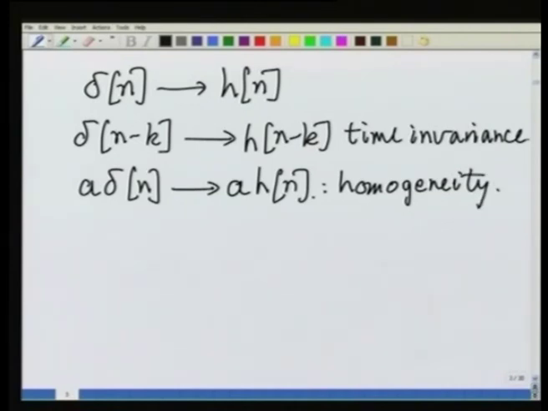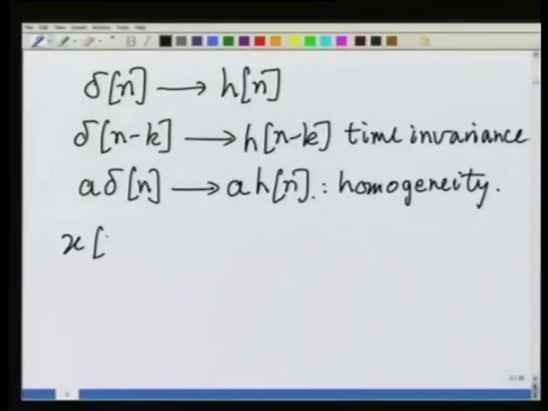So, we have used time invariance, we have used homogeneity. All that is left unused is the linearity property, the aspect of linearity that we call additivity. So, we are just going to use additivity also now. Remember that we have a particular representation for an arbitrary signal x n.